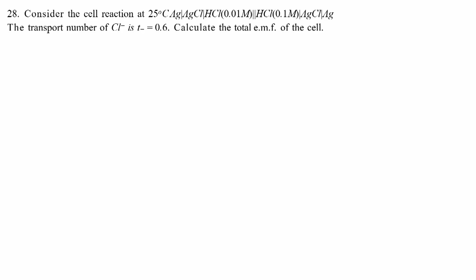Problem number 28. It says: consider the cell reaction at 25 degrees Celsius, Ag, AgCl, HCl, again a concentration cell. HCl is 0.1 molar, AgCl, Ag. The transport number of Cl minus, T minus, is 0.6. Calculate the total EMF of the cell. So here the transport number of Cl minus ion, T minus, is 0.6, right.